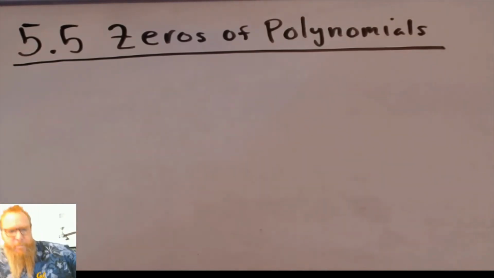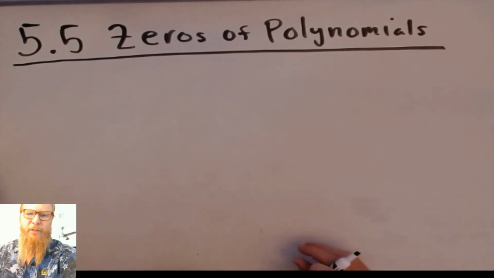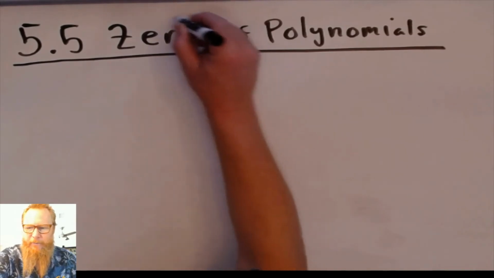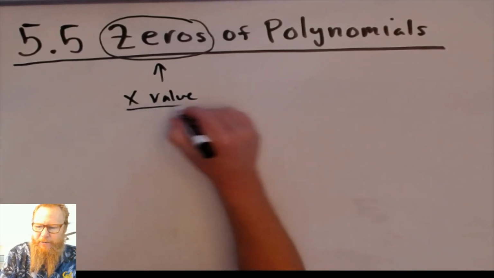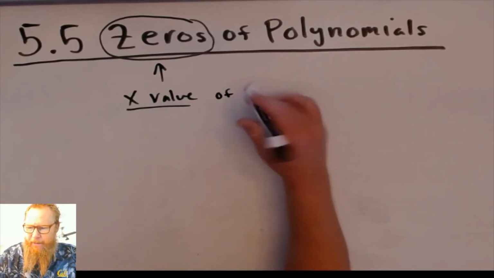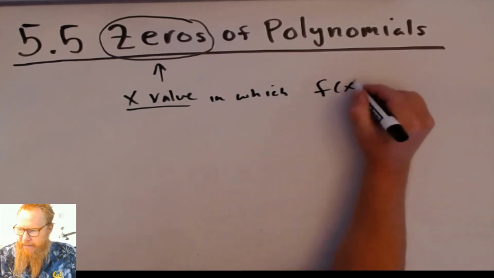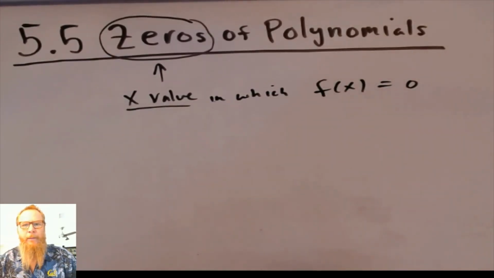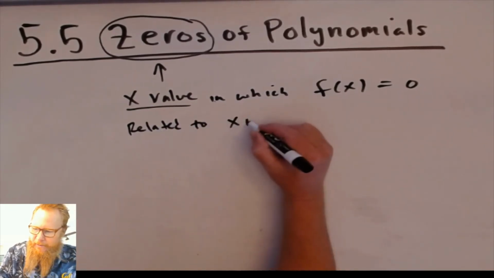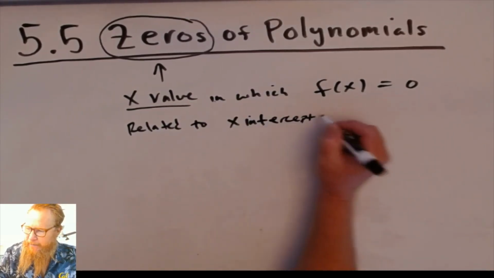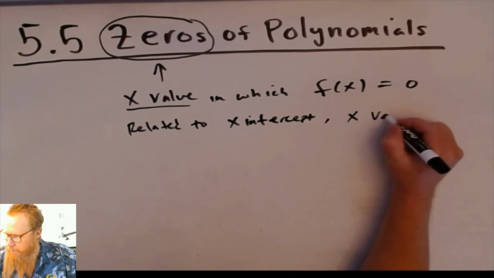Today we're going to be covering 5.5, zeros of polynomials. Just a quick reminder of the terminology. A zero is the x value in which f of x is equal to 0. It's related to an x-intercept, very closely related, in that it will be the x value only.